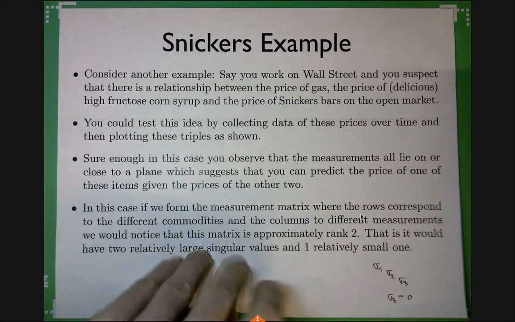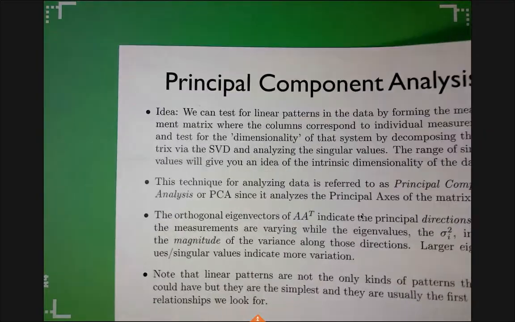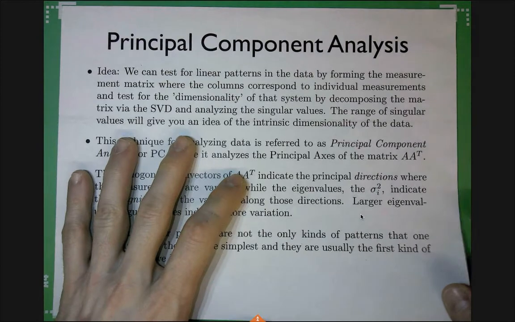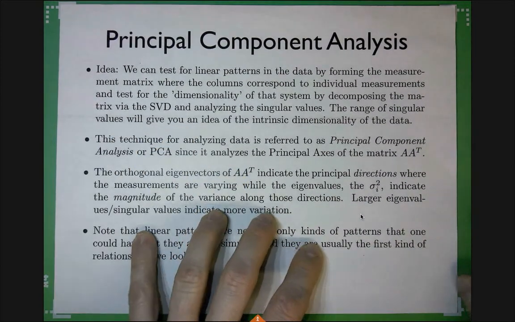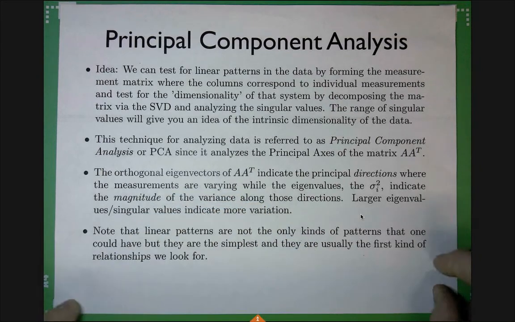So yeah, this is cool because it really works in any dimension. So if I have like 20 measurements of something, and really if you were on Wall Street making lots of money, then you would probably be doing more complicated models than these toy examples, right?